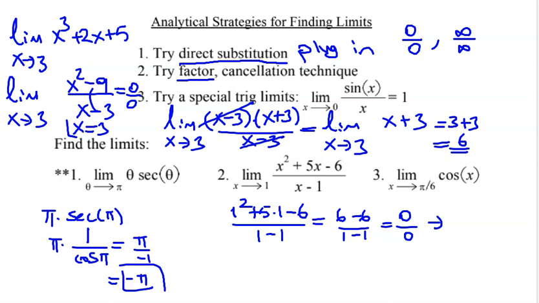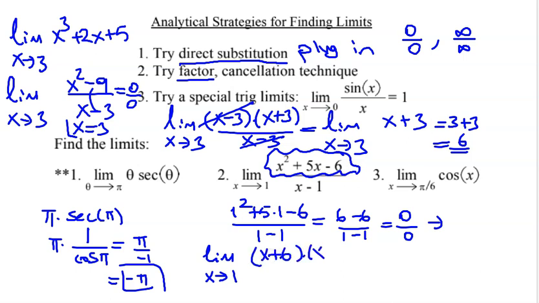In this case, if I want to get rid of this factor x minus 1, I need to factor this expression, using our Algebra 2 and mostly Algebra 1 skills. So we get limit as x approaches 1, that's going to be equal to x plus 6 times x minus 1 over x minus 1.